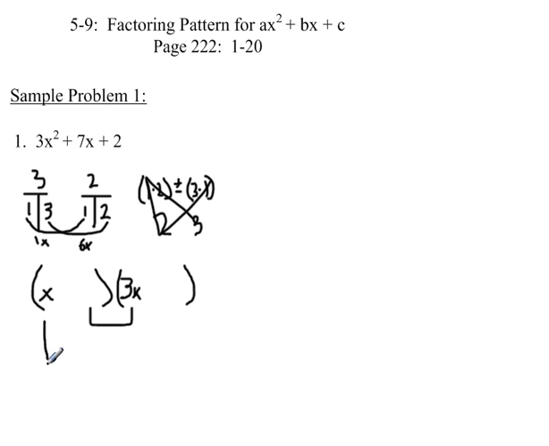Remember, you're combining inner and outer again. The 3 has to multiply right here by the 2. And the 2 1s multiply together. And in order for this to get to 7, they both have to be positive. Double check your last term, and it's positive. So your answer is x plus 2, 3x plus 1.